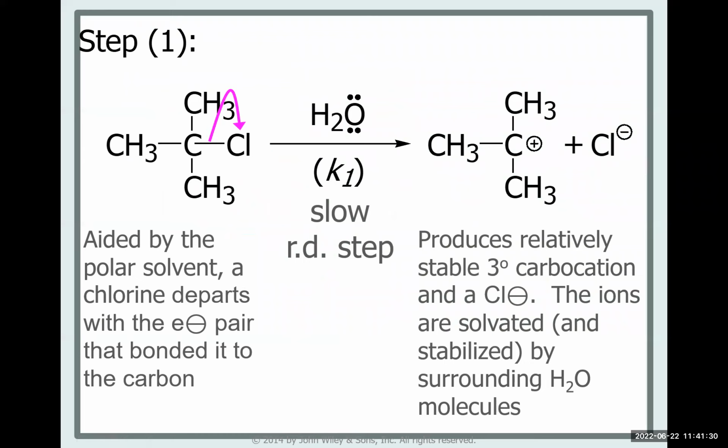So when it's aided by the polar protic solvent, right? The water is surrounding the carbocation as it starts to form, to stabilize the transition state as the chlorine leaves. And then you get a carbocation. In this case, it would be tertiary, so that's pretty stable. How could we make it even more stable? What's more stable than a tertiary carbocation?